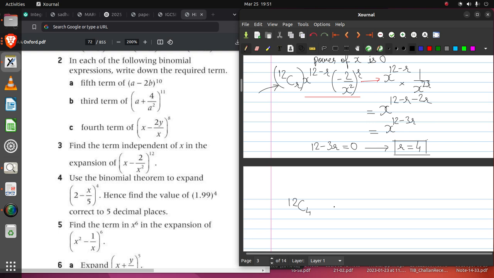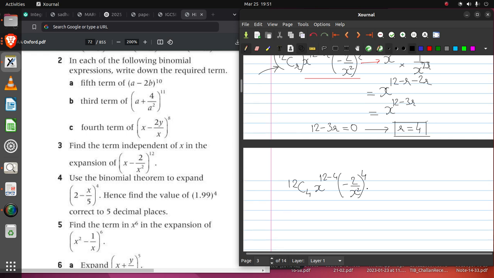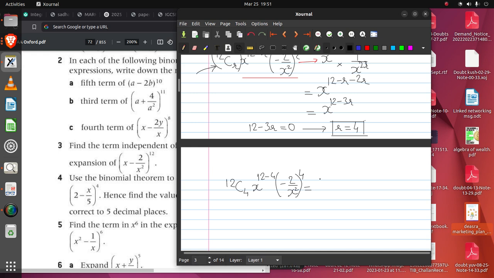Fine, so I'm going to substitute here. I can write 12 minus 4, minus 2 by x square. If you simplify this, it's going to be 12c4. I'll put it in my calculator.